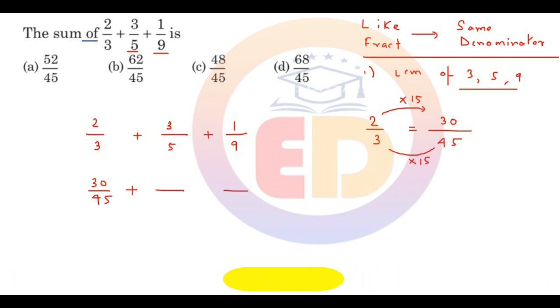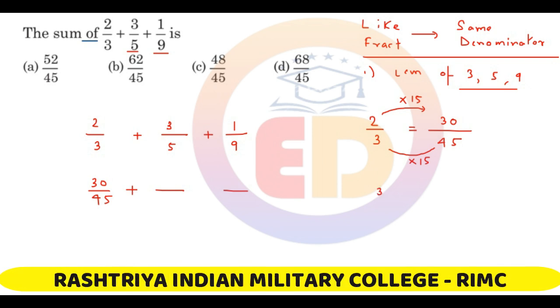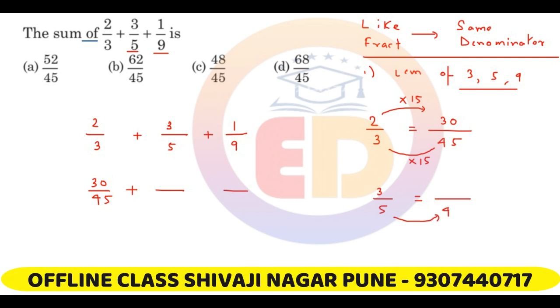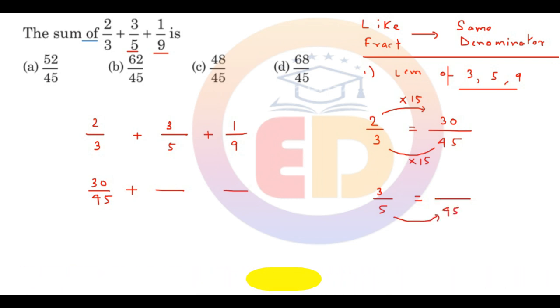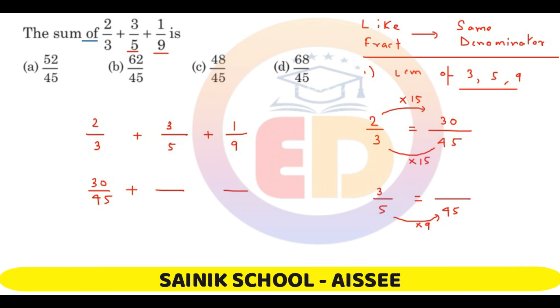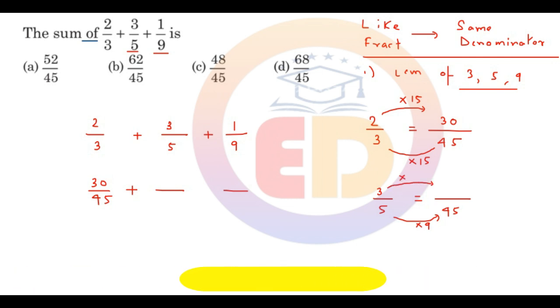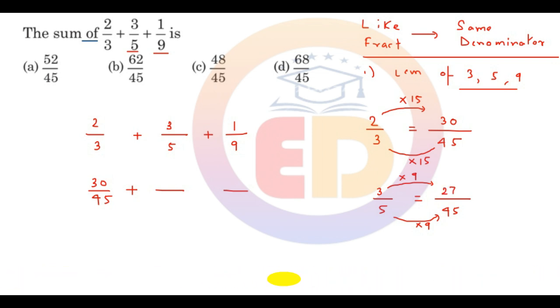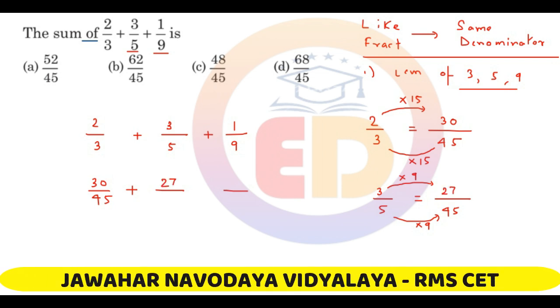Plus second fraction 3 by 5. Let us convert denominator 5 to 45. For converting 5 to 45, I have to multiply by 9. And if we are multiplying the denominator by 9, we have to multiply the numerator also by 9. 3 into 9 is 27. So our second fraction 3 by 5 will be 27 upon 45.